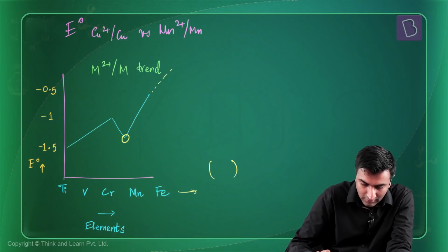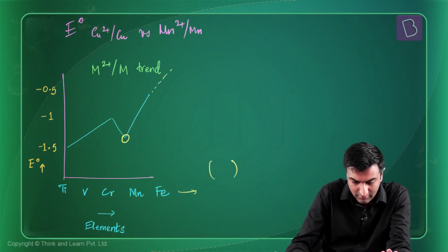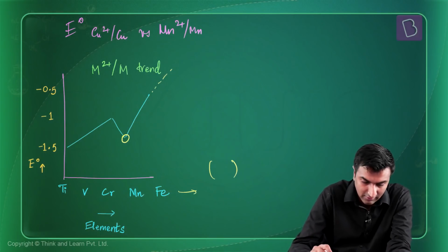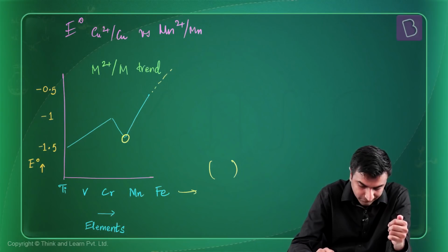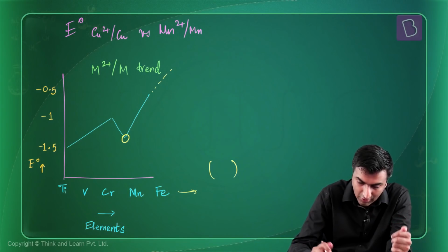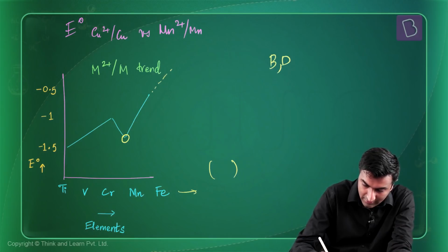Okay. So this one is correct. The E naught of Co2 plus is higher than that of Mn2 plus in E naught reduction values. And that's it. I think we've gone through all the 4 options, right? So the correct options are options B and D.